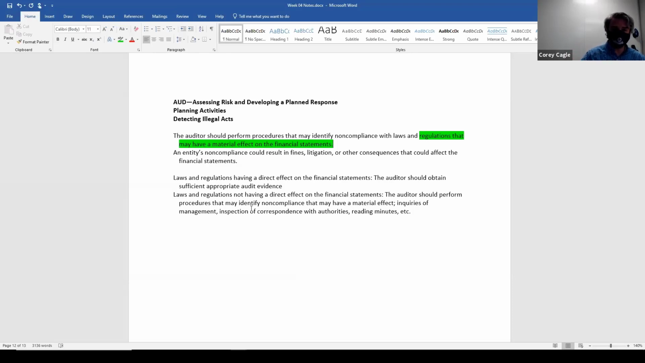Our goal is to check out the financial statements, right? So we're worried about non-compliance that could result in them getting sued. That would be potential for misstatements on the financial statements, fines, anything that could affect the financial statements. So if there are laws or regulations that have a direct effect on the financial statements, we need to obtain sufficient appropriate audit evidence regarding that. And that's about it. Not much else to say on that, really.